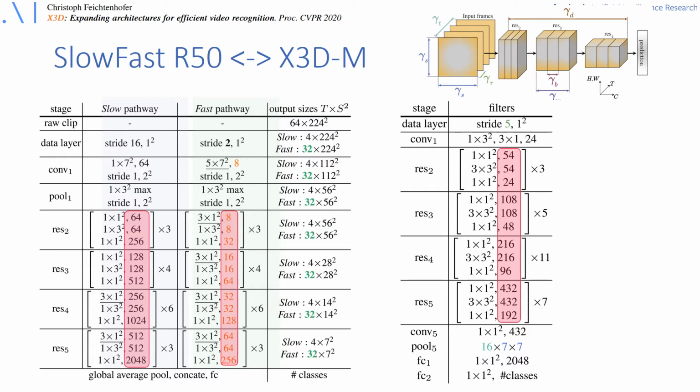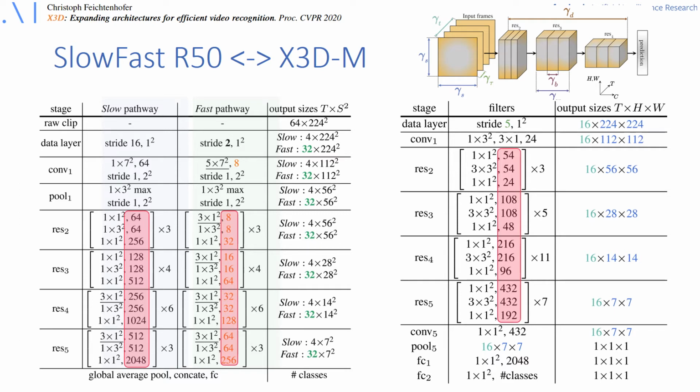And when comparing the output dimensions of each stage, we see that X3D has a temporal resolution that is in between the slow and fast pathway with 16 frames, whereas the slow pathway is 4 frames and the fast pathway is 32 frames. So overall, this model seems to find a good trade-off between the slow and fast pathways in SlowFast.